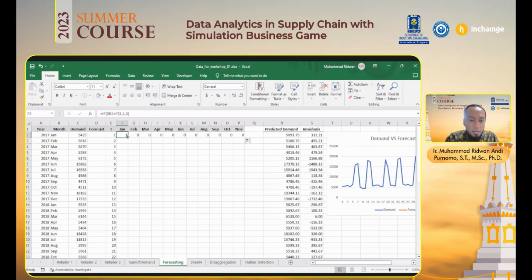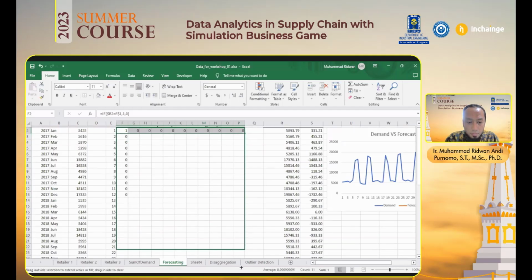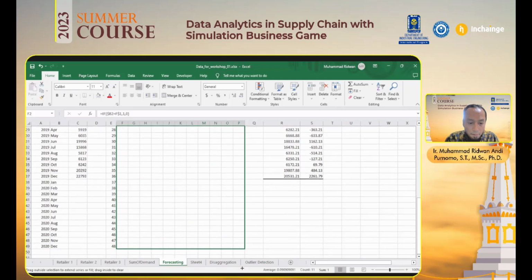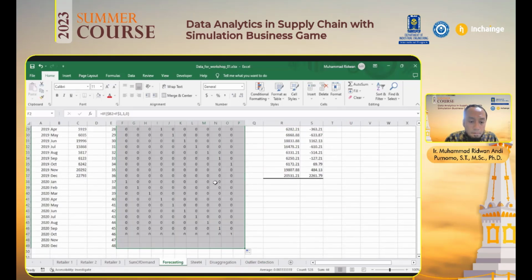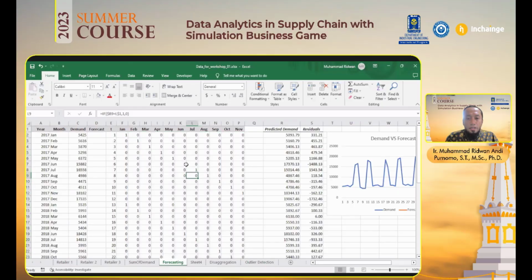Then I copy until 12. I need to check it first. Okay, I think no problem. So I can copy down for all of the data. Here for January we have 1. February, we have 1, until December, because there is no December, so we have 0, 0, 0, 0. But for November, we have 1.